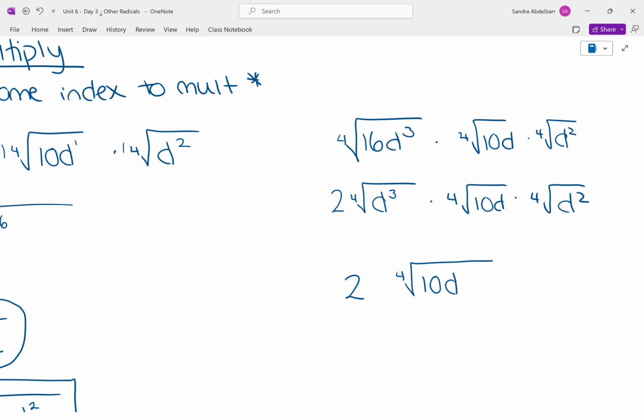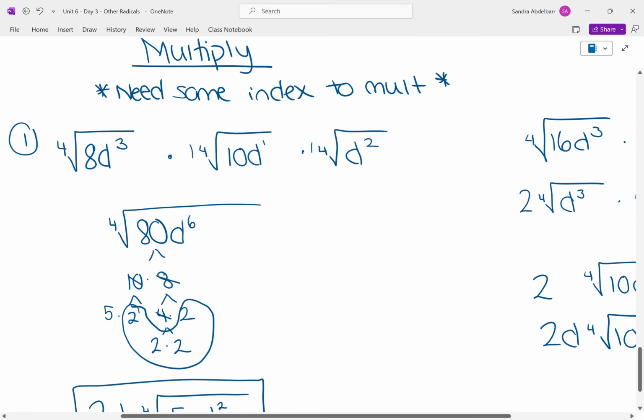2 times the 4th root of 10d to the 6th. And then you'd still have to simplify the d to the 6th, right? So then this would be 2d times the 4th root of 10d squared.